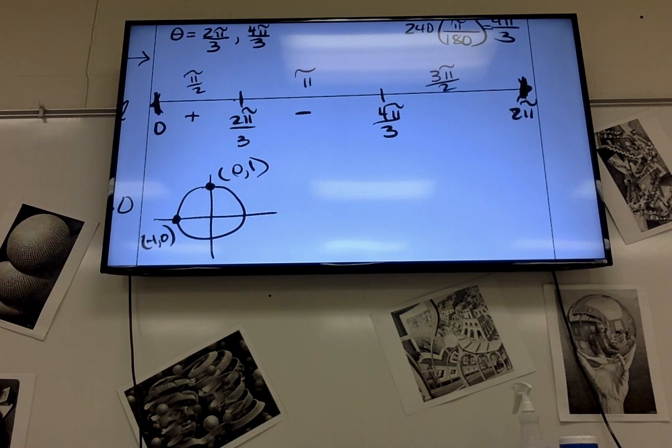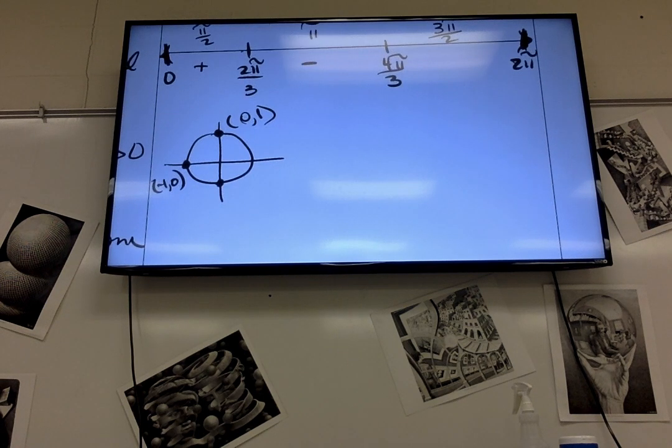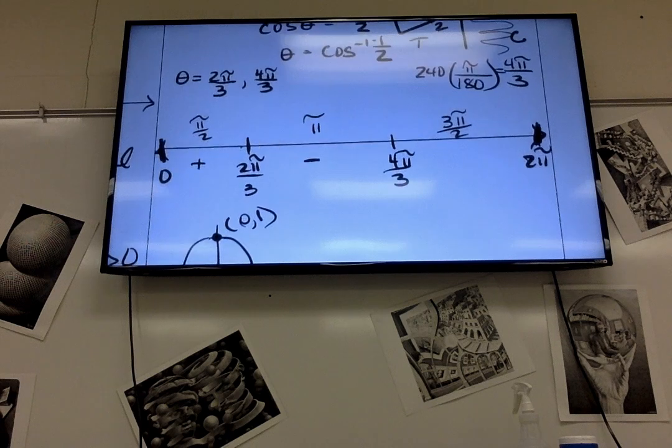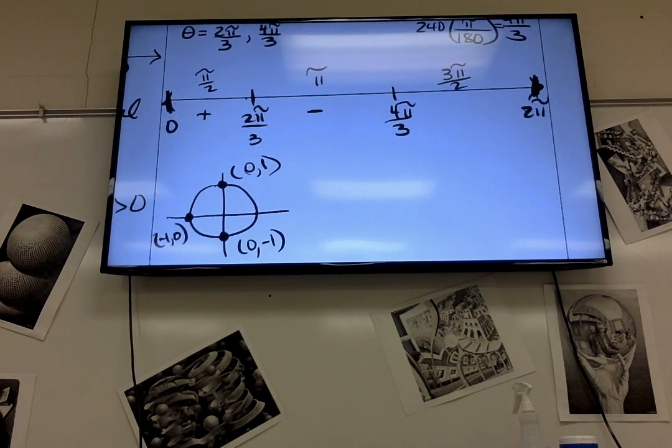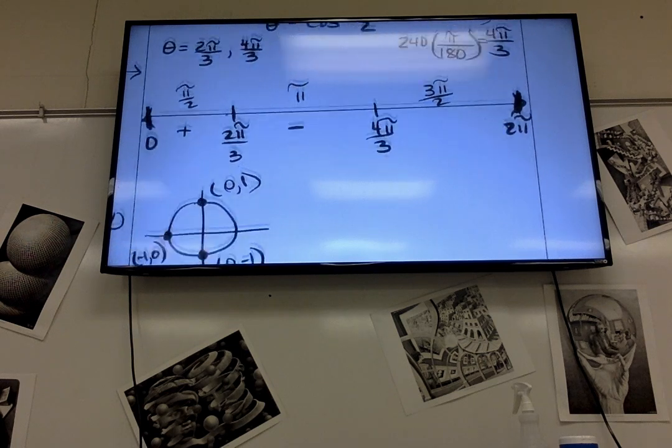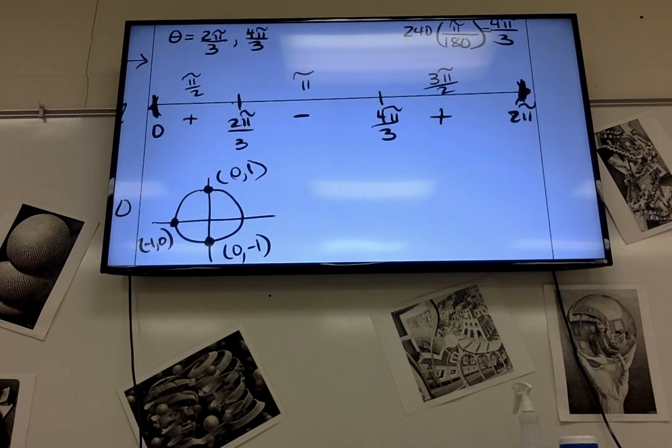What did you say? 3 pi over 2. That's this one. 0, 1, negative 1. It's 0. So cosine is the x. So 0 is going to be positive. Okay, I was right about the 0.